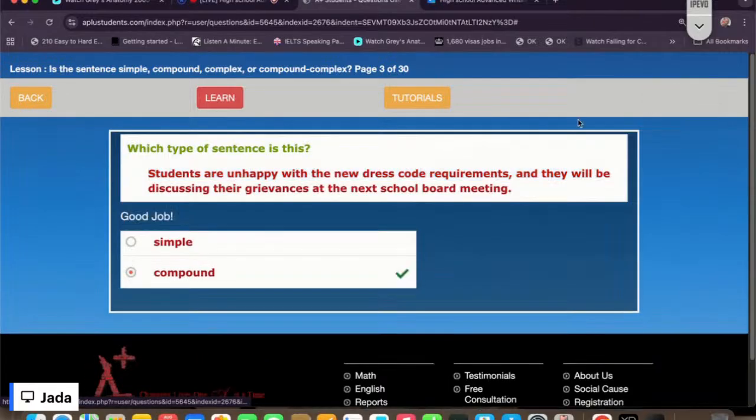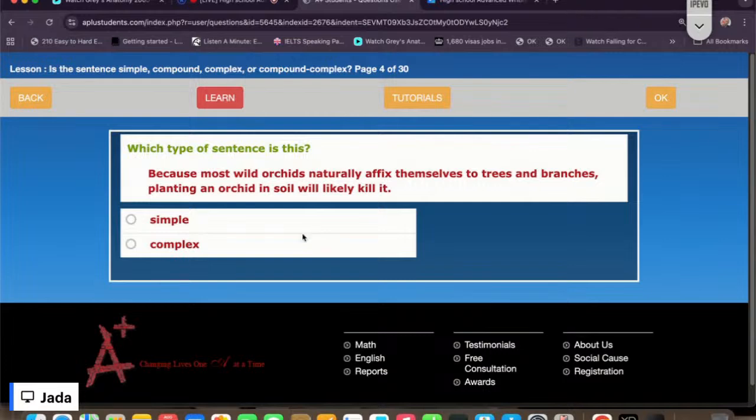So we have compound here because it has what? The coordinating conjunction, and. Because most wild orchids naturally affix themselves to trees and branches, planting an orchid in soil will likely kill it. First, second, which of them?